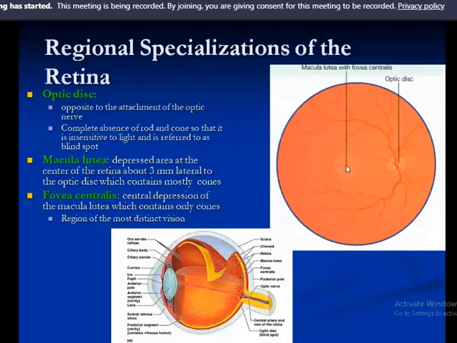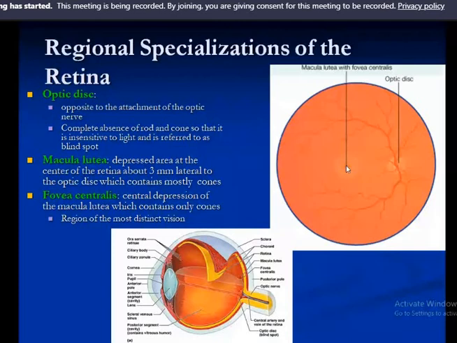This is the region of the most distinct vision, and this is one of the thinnest areas in the eye also. Okay, the fovea centralis. So you have to know about the optic disc, macula lutea, and the fovea centralis.